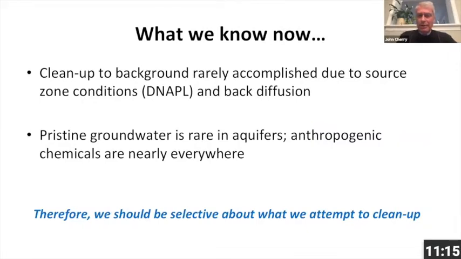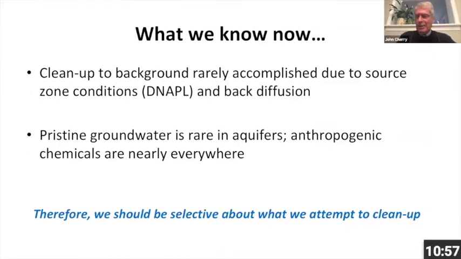What we know now, after decades of experience, is that cleanup to background is rarely accomplished due to source zone conditions, such as DNAPL, dense non-aqueous phase liquid, and back diffusion. Pristine groundwater is rare in aquifers. Anthropogenic chemicals are nearly everywhere.